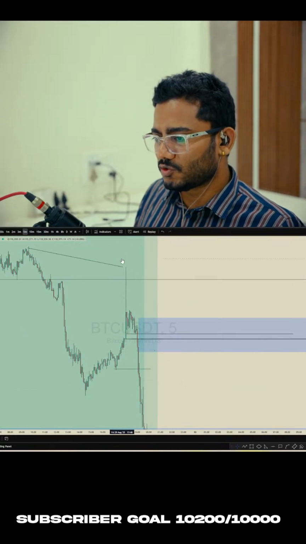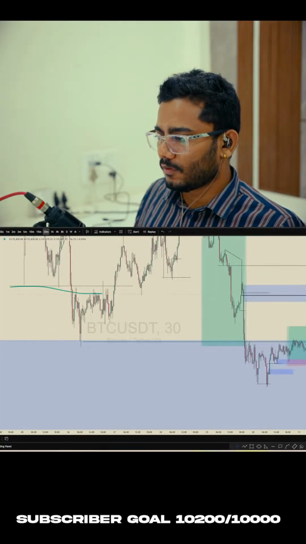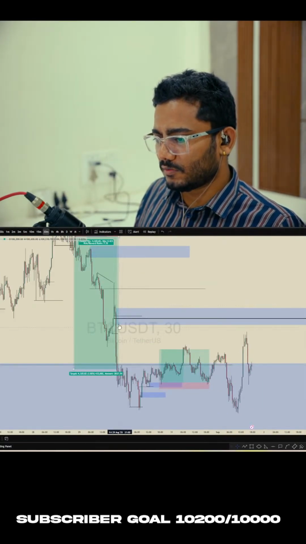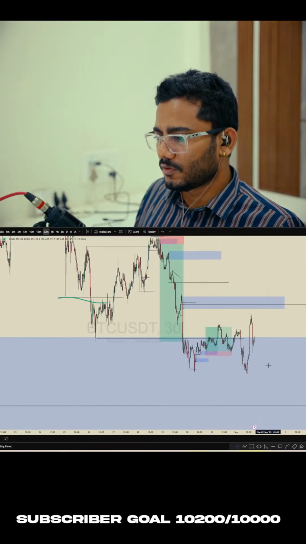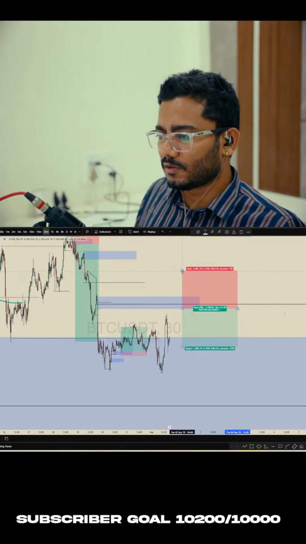This is the candle which took out the liquidity, creating this structure break to the downside. We have this imbalance order block and some structure. Because of that, price broke the structure to the downside. So right now, I think we can look for sell side from here.